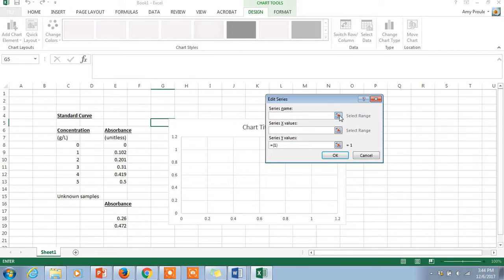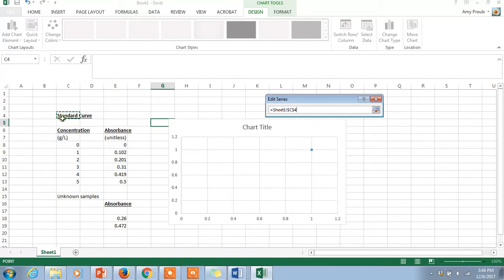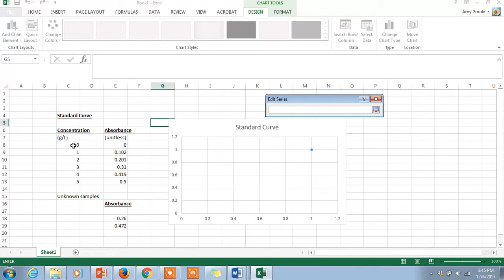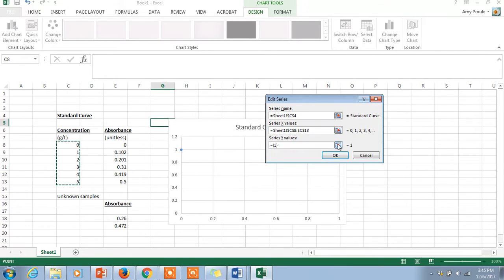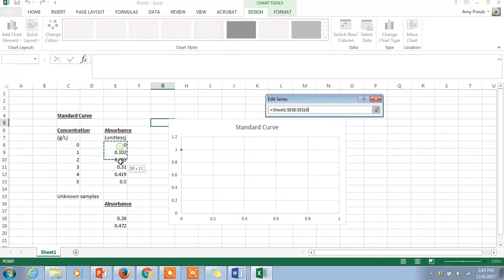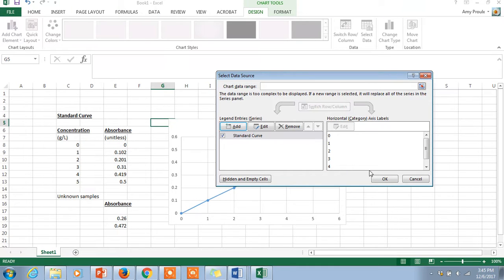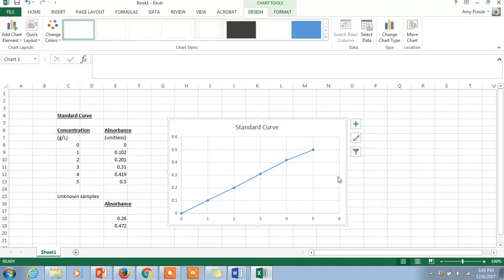So I'm going to give my series name standard curve, series X value. So I'm clicking on this little red arrow here. My X values are going to be concentration. So I'm going to highlight my concentration values, and my Y values will be my absorbance values. And if I click on OK, and I click on OK one more time, there we go. Well, there's a standard curve.